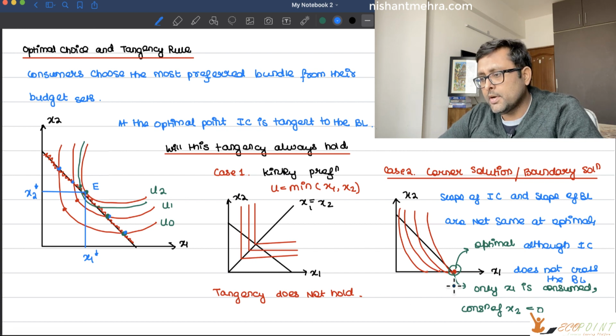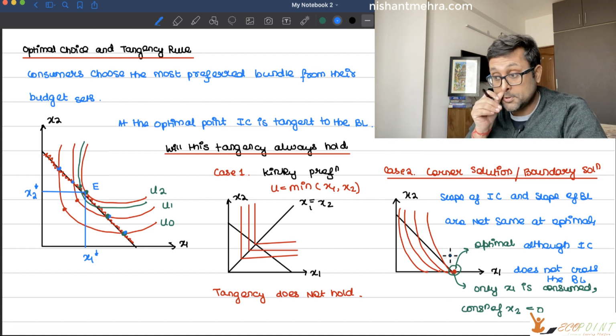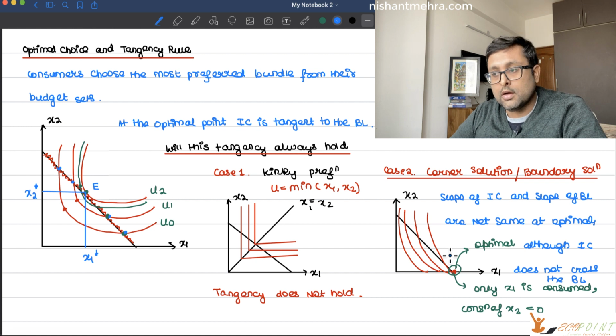I'll also make a video on corner solutions. What can all be the cases for corner solutions? If you remember, we have done those cases where there can be corner solutions. For example, in perfect substitutes, you can consume only one of them. We've also done quasi-linear preferences. There can be a situation in which you're consuming only x, which is also a corner solution. Other corner solutions can arise in case of concave preferences. We still have to do that.